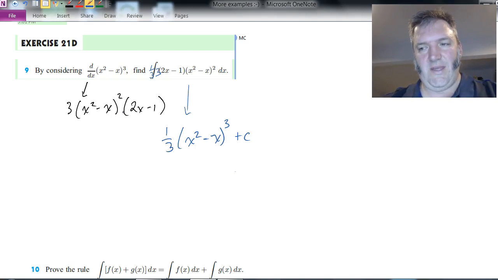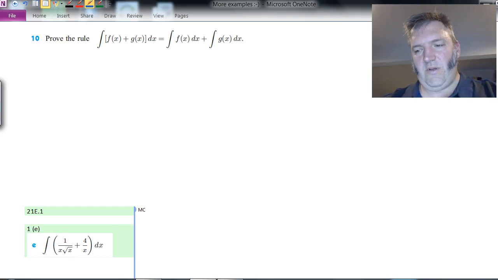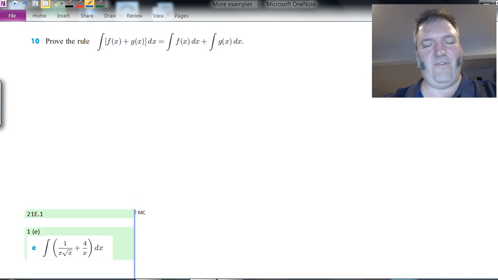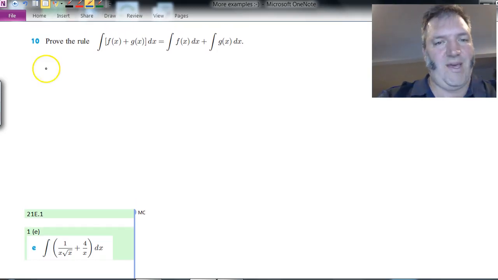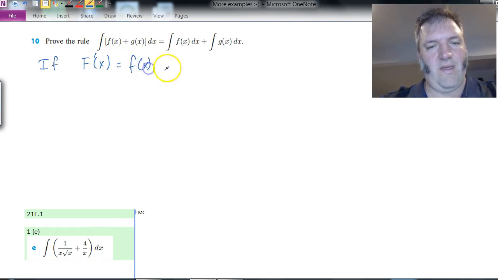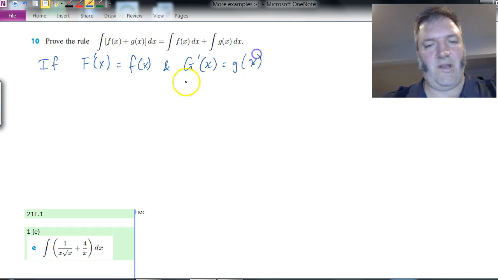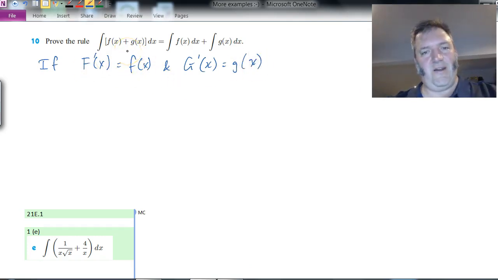The next one is 21D, question 10. It's asking for a proof. It's not anything really complicated here. What it's basically based upon is if the derivative of capital F, f dash x, equals f of x, and the derivative of capital G, g dash of x, equals g of x, or I could write that as the integrals, it doesn't really matter. The integral of the little one equals a capital one, standard notation.